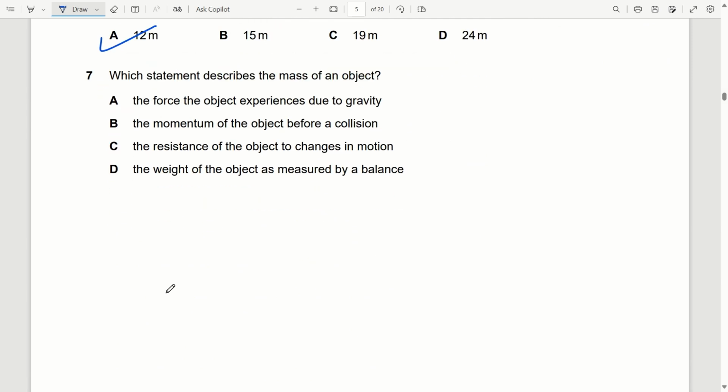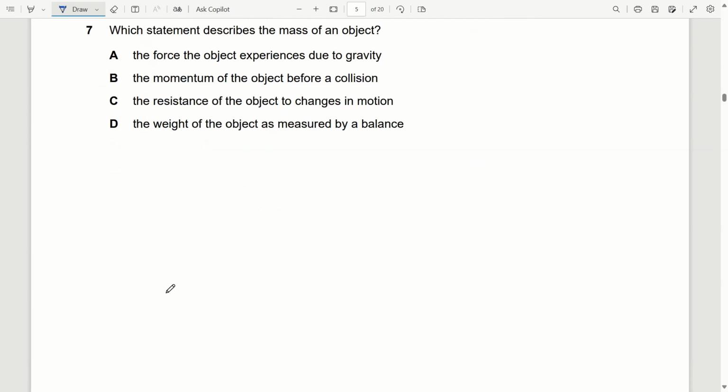Question 7. Which statement describes the mass of an object? So option A, the force. Mass is never a force. Momentum. Mass is never a momentum. It is not a weight. The resistance of the object to change in motion.